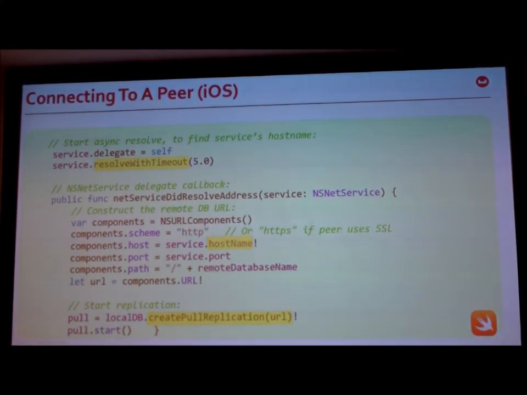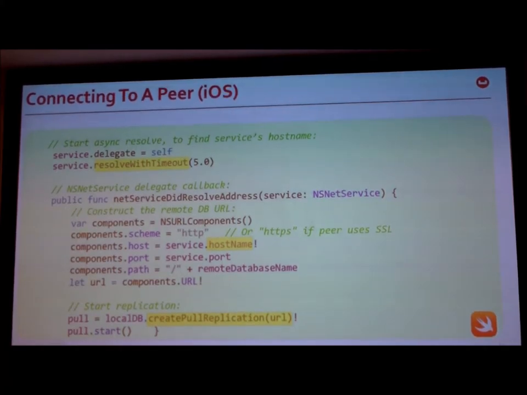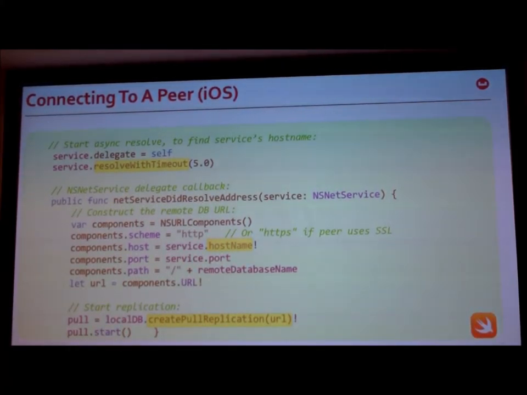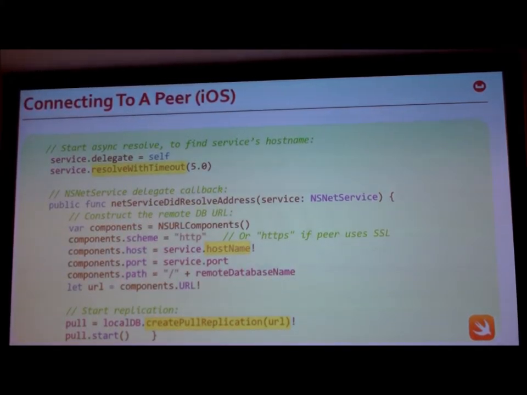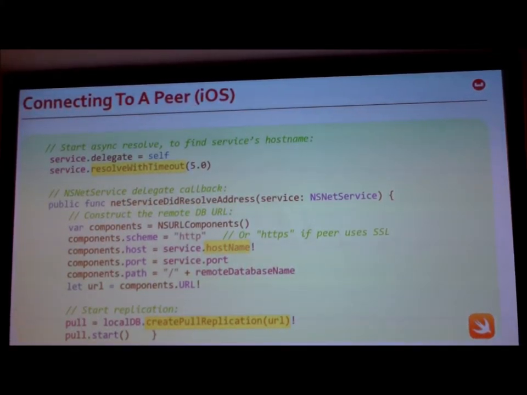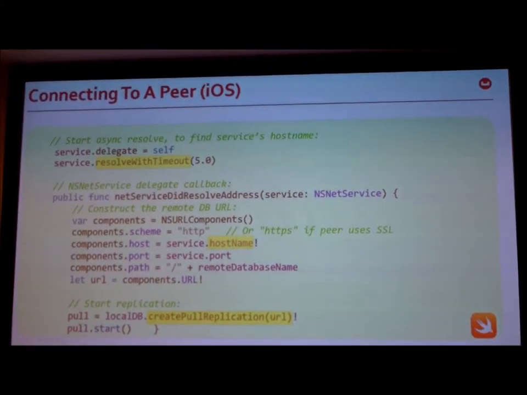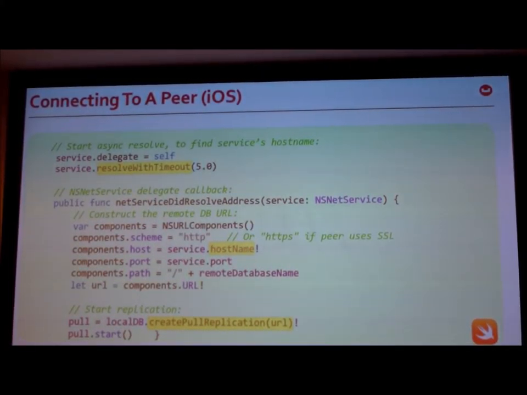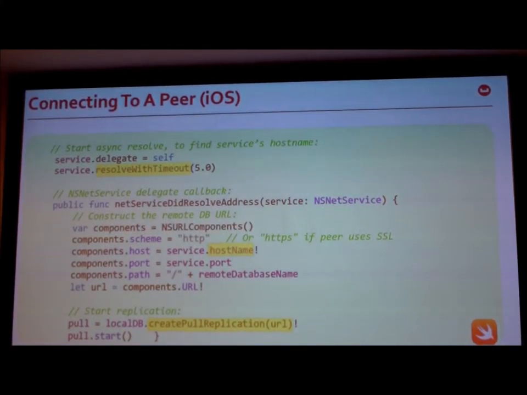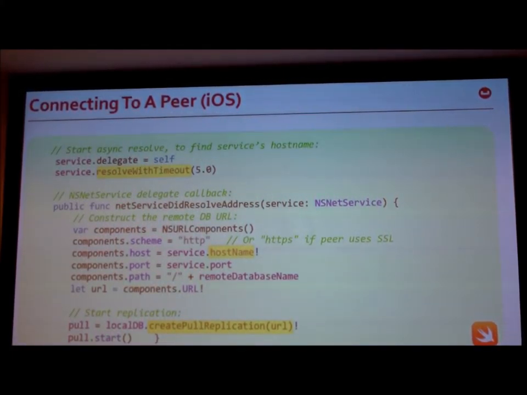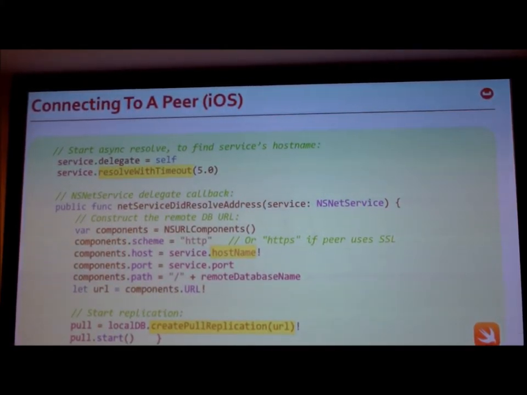And then connecting to the peer. So when we actually make a connection, we need to know who they are. So maybe we're just going to do a quick resolution. We've got resolve with timeout. Very simple, honestly. So like a 5-second timeout doesn't have to be very long. And then we have this net service didResolveAddress that will return to us something like the hostname dot local. Very simple in terms of what we're going to consume. But then we're going to use that as the hostname.